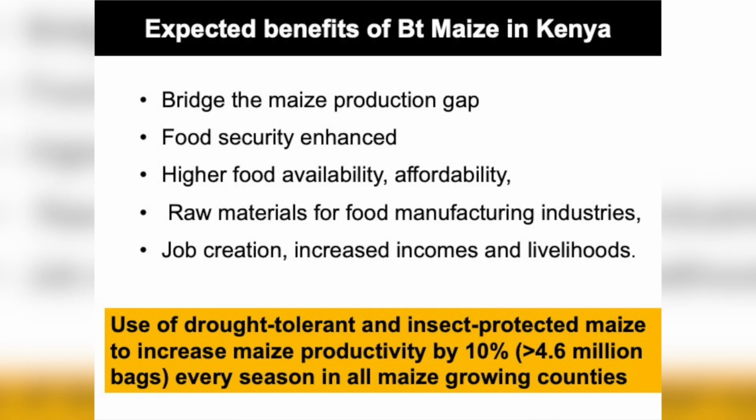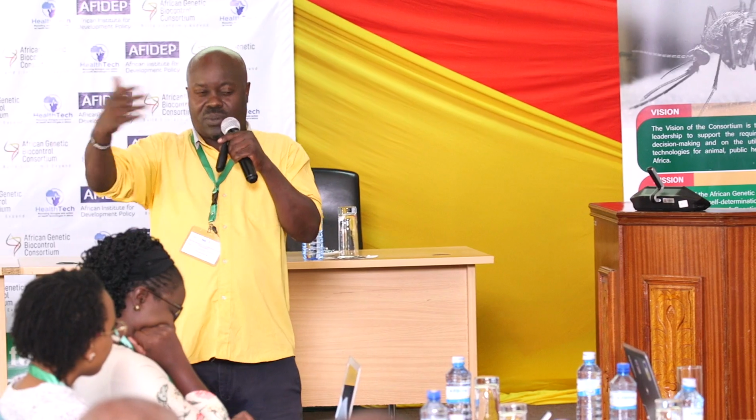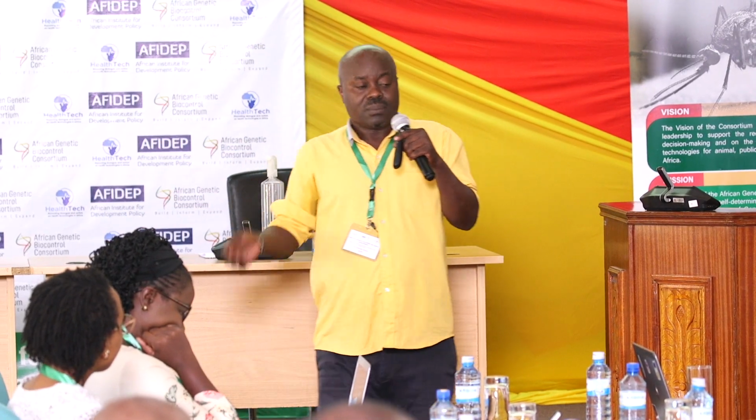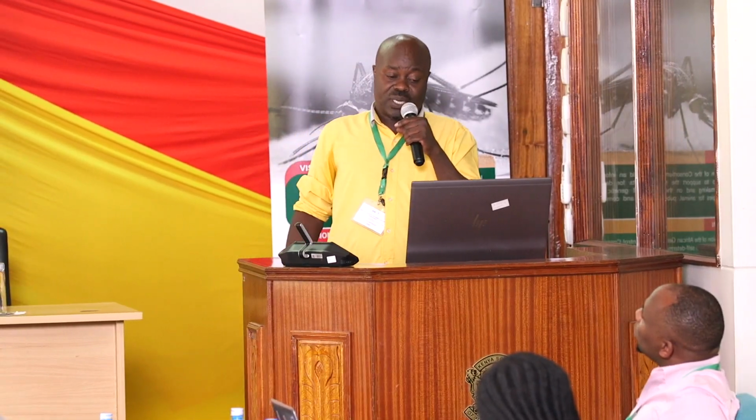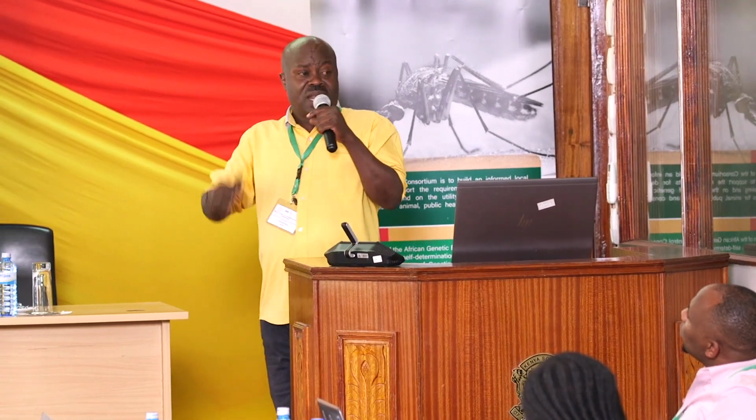There are expected results, our benefits. One is that we expect to bridge the gap in terms of production. I said a quarter of what we are supposed to eat from the maize is taken away by the insects. So we want to make it available and affordable. At the same time, it will create jobs, not necessarily directly, but in the processes of value addition on maize, including making feed and the like. The use of drought-tolerant maize that is also insect protected will increase the number of bags by about 5 million in all the maize growing counties.